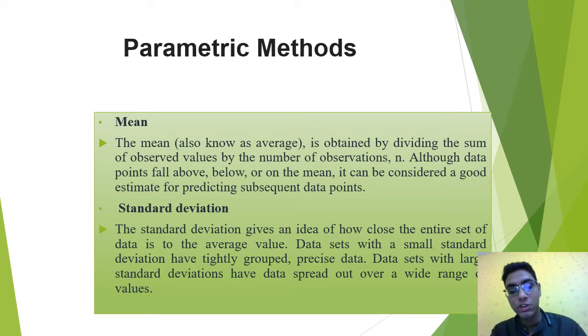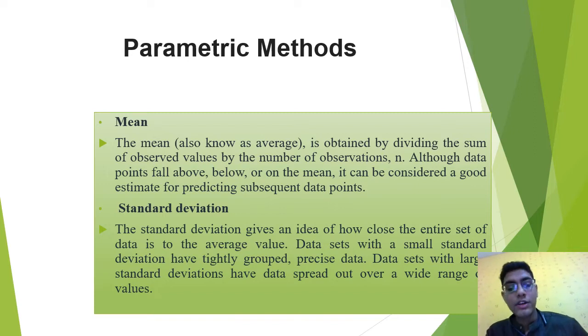The mean, also known as average, is obtained by dividing the sum of observed values by the number of observations. Although data points fall above, below, or on the mean, it can be considered a good estimate for predicting subsequent data points. Now, what is the standard deviation?